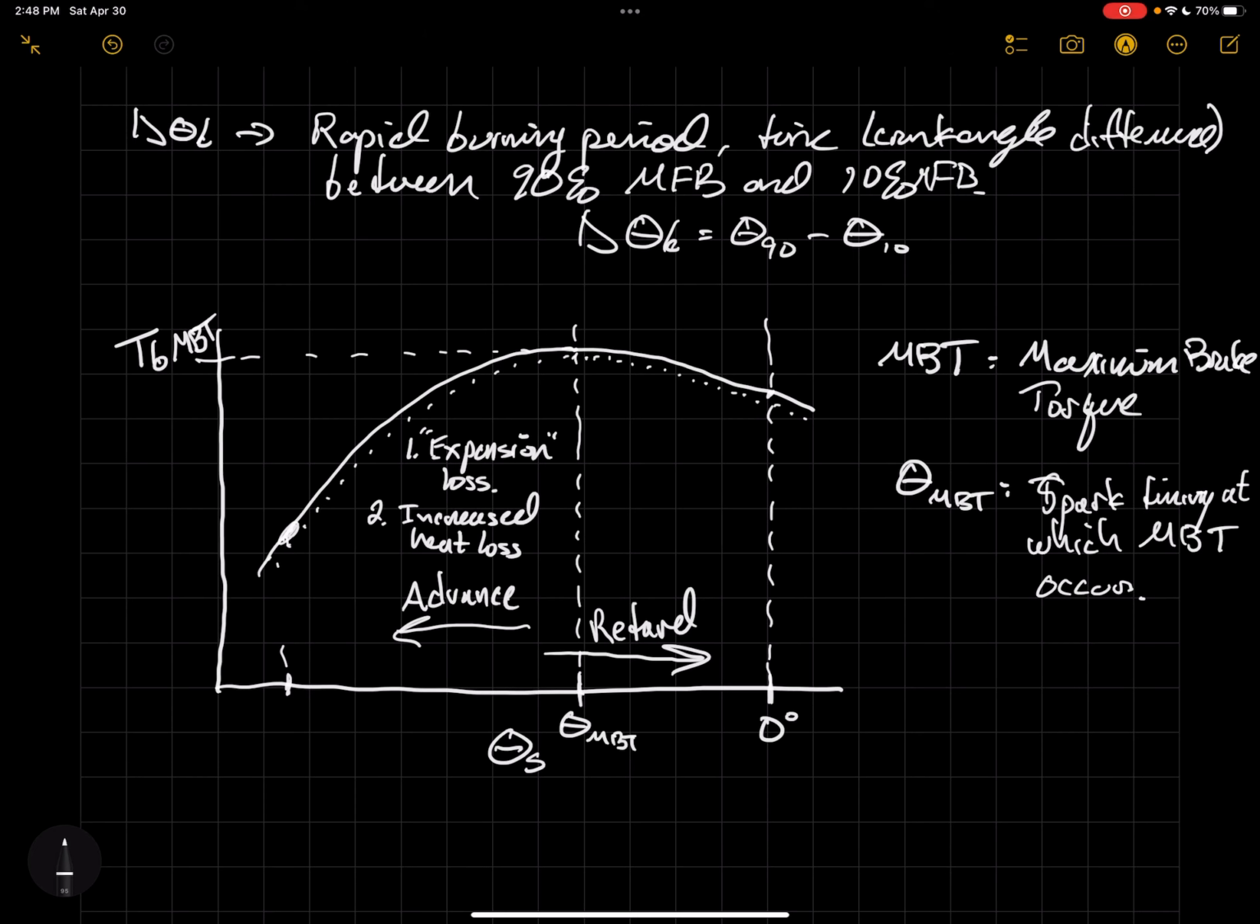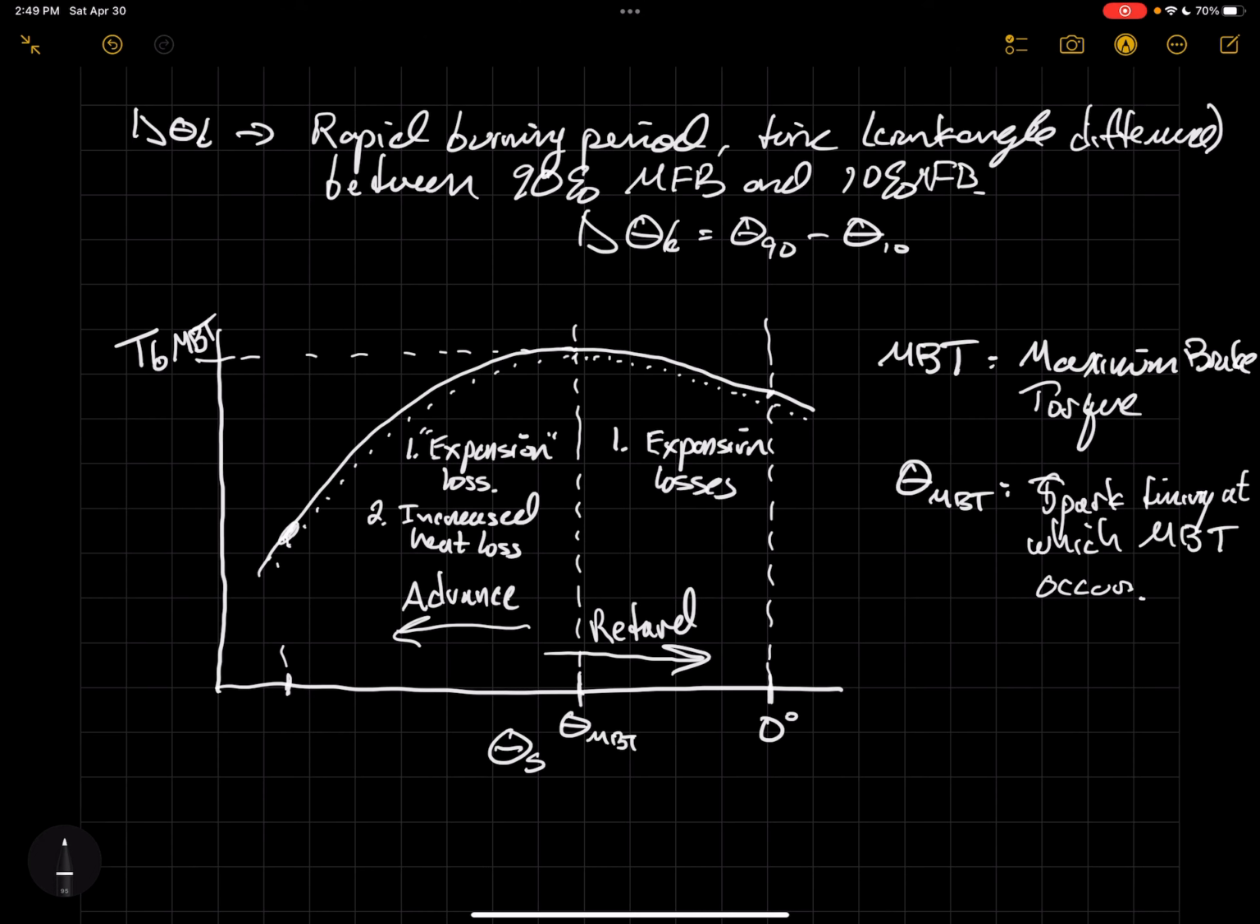Now, when you're retarded of maximum brake torque timing, you really just have one major issue causing your decrease in torque, and that is what we call expansion loss, okay? And these two expansion losses, both on the compression side as well as on the expansion side, are essentially what we would call a combustion phasing issue, right? Combustion is either phased too early, meaning that you're releasing too much of the energy before the piston reaches top dead center to make full use of that expansion stroke, or you are phasing the combustion too late, such that you're not making full use of that expansion stroke, okay?